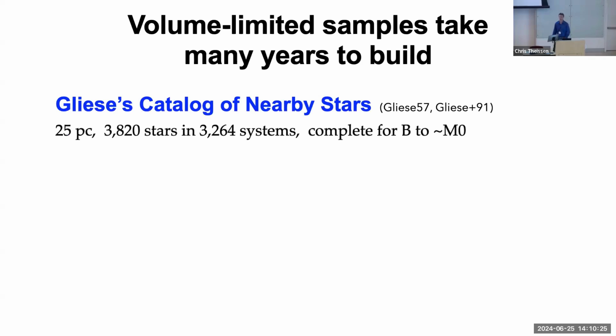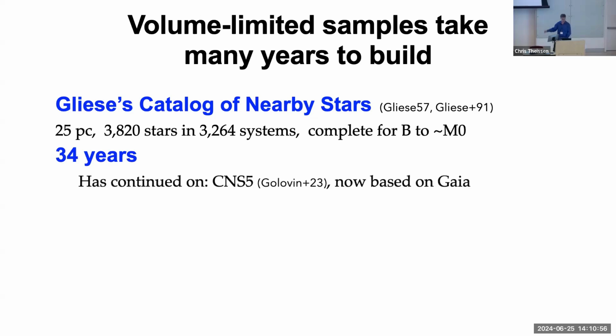I'll just look at a couple. One is Gliese's catalog of nearby stars that has been through several editions. One of the landmark ones was published in 1991, out to 25 parsecs, almost 4,000 stars, was thought to be complete, but only down to the beginning of the M dwarfs. Beyond that, it became less and less complete. No brown dwarfs at that point in time. But that took 34 years to get to that point. Painstaking work. And it has continued, of course. There's the 5th edition of this catalog, which came out last year, now incorporating Gaia.